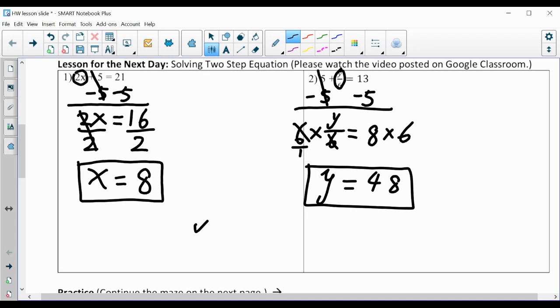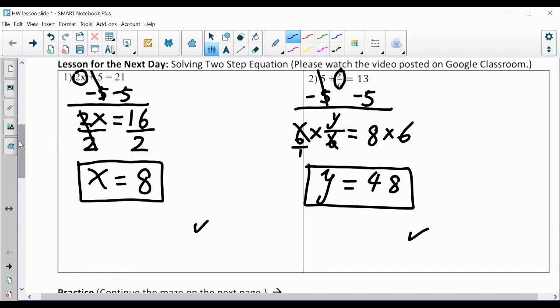Number 2, okay, we have 5 plus y over 6. Based on PEMDAS, we always do division first and multiplication first. So here we do division first. So we have 48, put the y in, so 48 divided by 6, we got 8. So 8 plus 5 is equal to 13. Yes, we got 13. So that's the lesson for the next day, which is two-step equations.